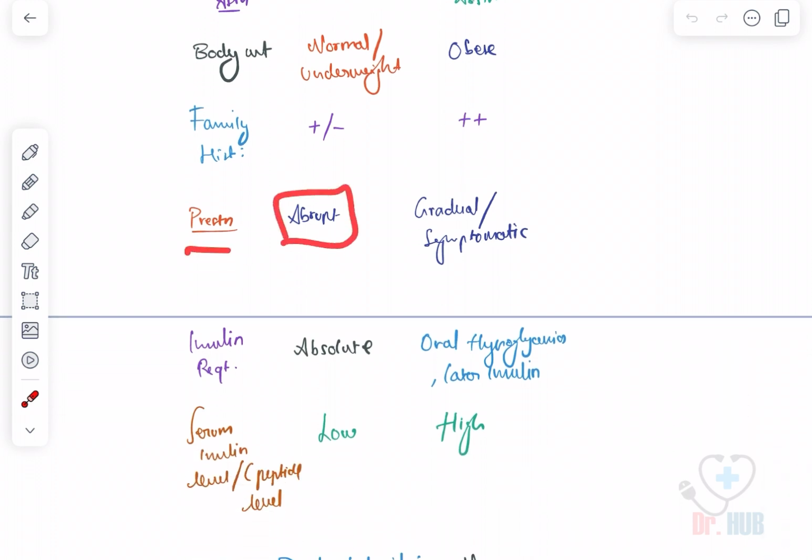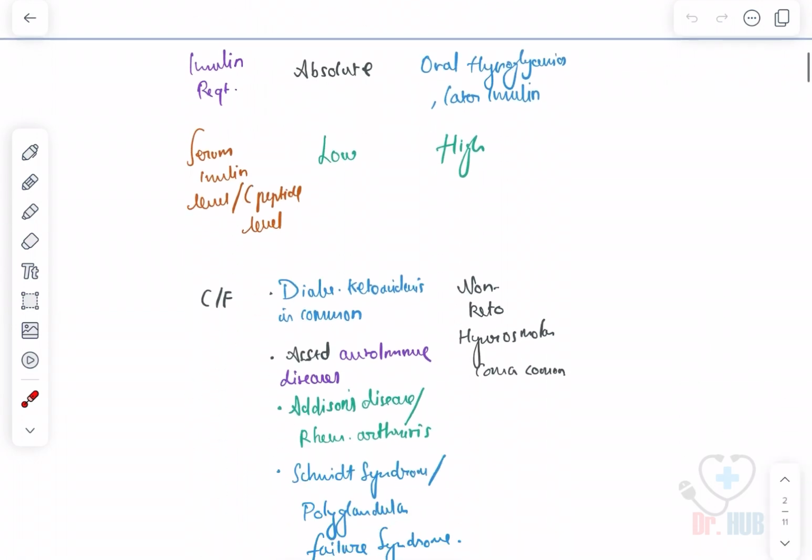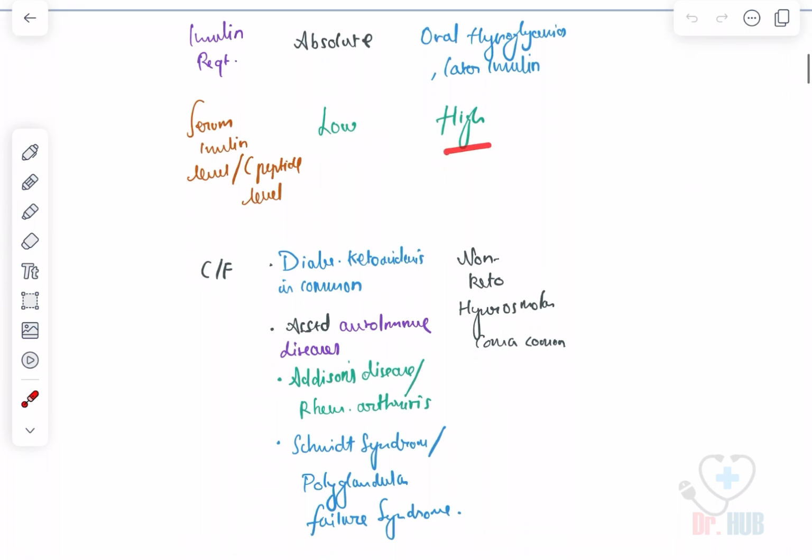Presentation is abrupt in type 1. In type 2, it is gradual and symptomatic. Then looking at the insulin requirement: insulin requirement is absolute in type 1. In type 2, it is oral hypoglycemics and later insulin. And looking at the serum insulin level and the C-peptide level, it is low in type 1 and high in type 2.